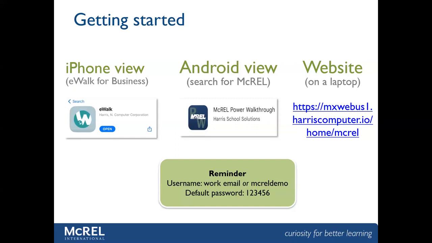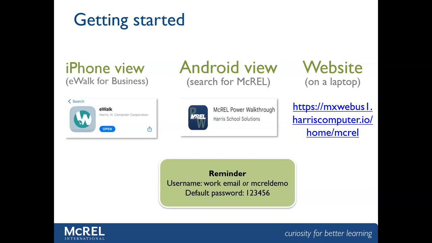If you're an Android user, you'll open your app store and search for McREL. It should pull up the app McREL PowerWalkThrough. However, if nothing appears, you can also search for eWalk and find the tile that looks similar to the turquoise eWalk on this screen and download that on your phone instead. If you like having access to a full keyboard and a full-size monitor, you can use your laptop to go to the URL on the screen to access the website.